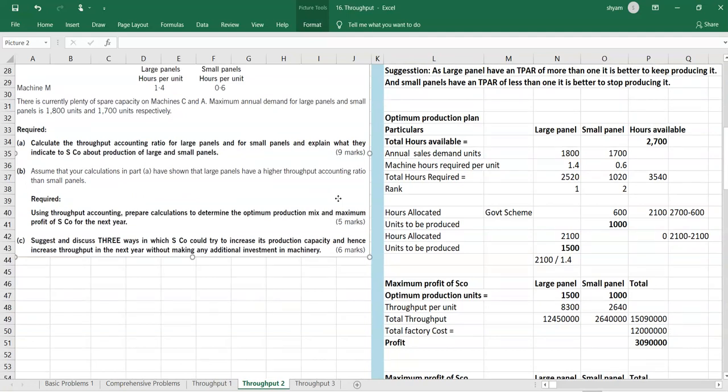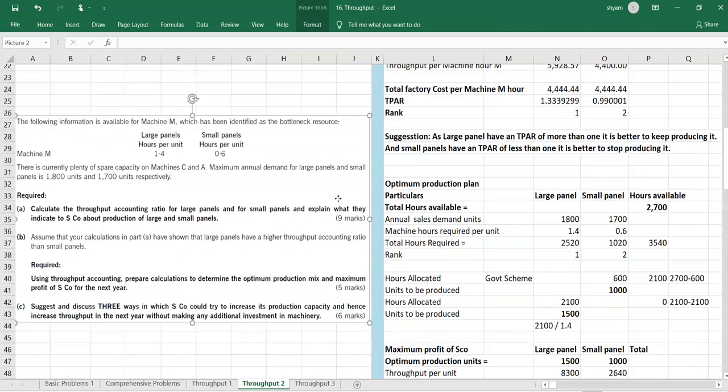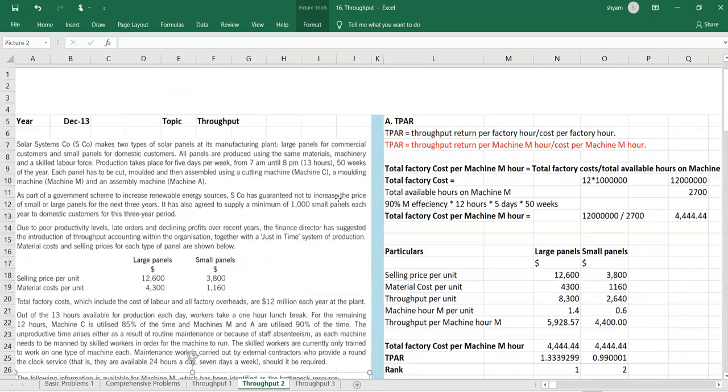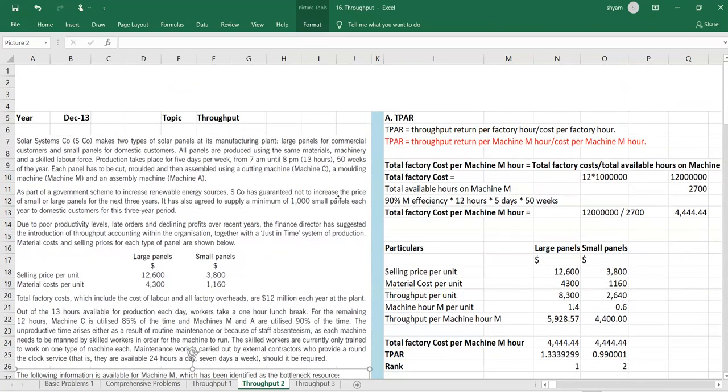And that will fetch you around 6 marks. I hope you got a good idea about how to work out the throughput sum. The sums are similar, but they are not the same. They will be very familiar to you, but the crux is in getting the numbers from the question properly and then working them out.